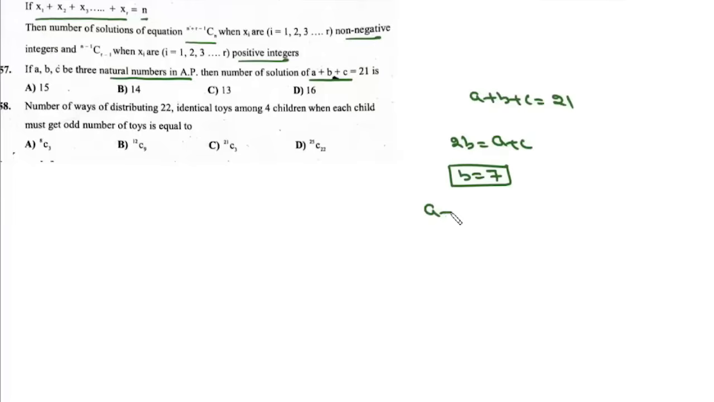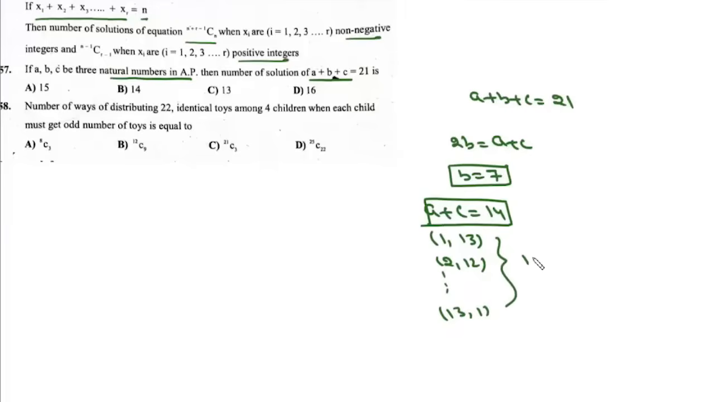So here we'll have the condition that the value of a plus c must be 14, where a and c are natural numbers. So the possibilities are, if a is 1, c is 13, then 2 and 12, and you go all the way up to 13 and 1. So there are 13 such cases. So there are 13 ways in which we can select these three natural numbers in AP so that a plus b plus c is 21. So the correct option is option C.